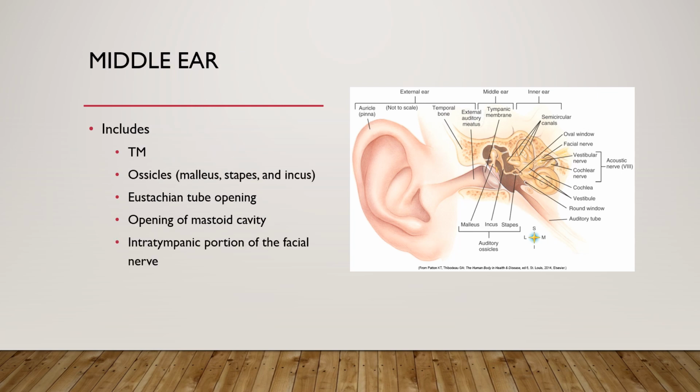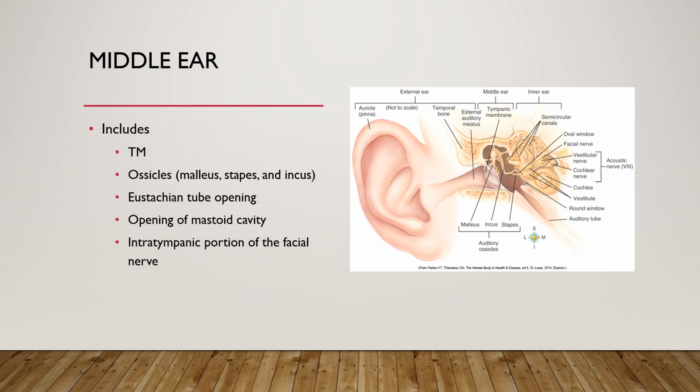All right, moving on to the middle ear. This includes the tympanic membrane, the ossicles, which are the malleus, stapes, and incus, the eustachian tube opening, the opening of the mastoid cavity, and the intratympanic portion of the facial nerve. So going through each of these just a little bit one by one, the tympanic membrane is both elliptical and conical in shape, and it aids in the process of hearing. It's going to transmit the sound waves to those ossicles.